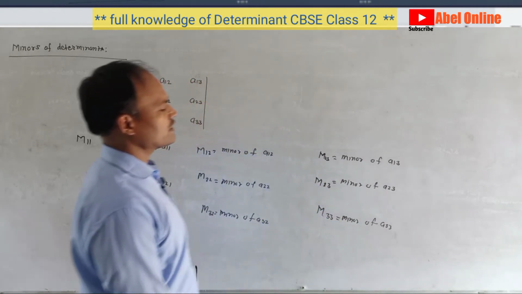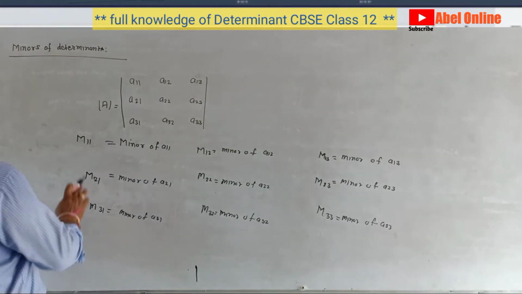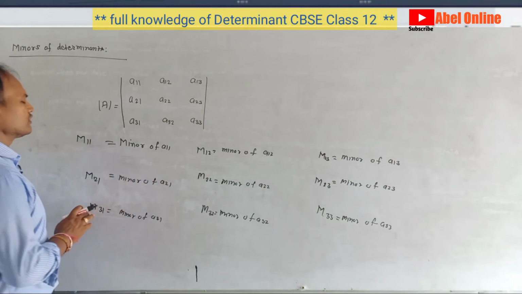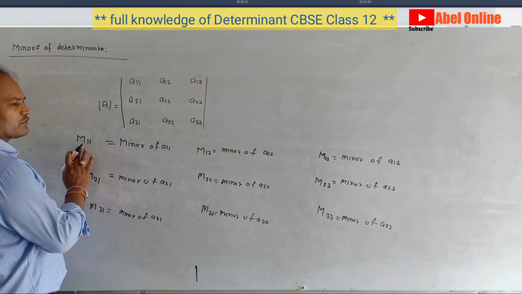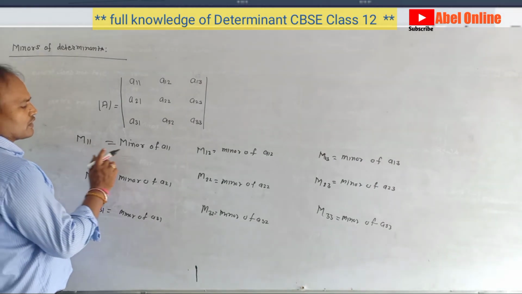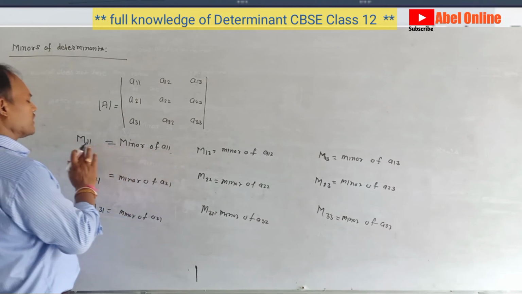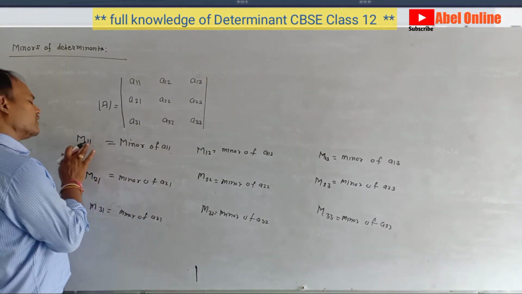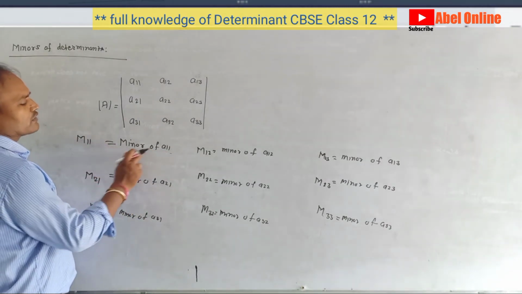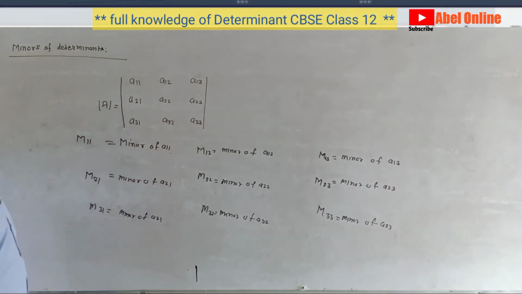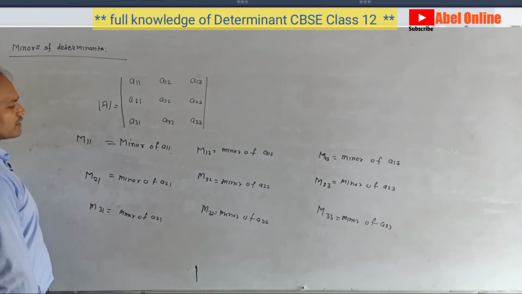These are some notations, and you can use either M11 or minor of A11. It is very easy to write down M11, so we are skipping a lot of words. You can write here M11, but for the first element you have to write down minor of A11. It is M11. In the same way, proceed with the other values. So what is the minor of A11?